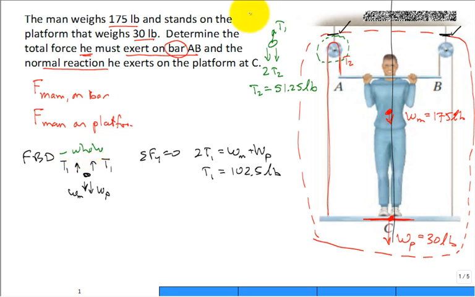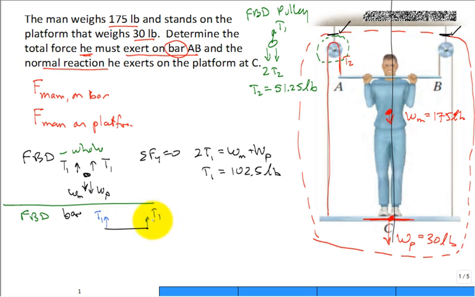We've done a free body diagram of the whole system. We've done a free body diagram of one of the pulleys. We can now do a free body diagram of the bar. Let me try and draw it over here. Free body diagram of the bar. Even though there's symmetry, I'll put the forces on the ends. Don't I have a tension in that cable going up and a tension in that cable going up? I do not have the weight of the bar. It's a weightless bar, negligible weight.